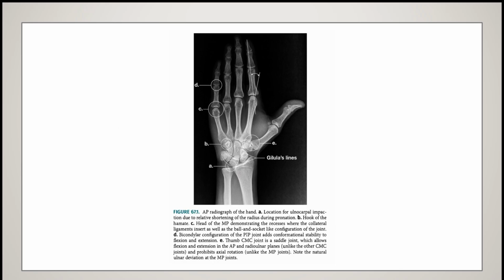Finally, this is a beautiful image in which you can see A, the location of the impacts of the radius and ulna during pronation mainly. B is the hook of hamate. C and D show the difference between the metacarpophalangeal joints and the interphalangeal joints. Now the thing I want to talk about is the ulnar deviation of the fingers. They are not straight, but there is a deviation of about 15 degrees to the ulnar side, which would contribute to the ulnar deviation in arthritis or something like that.